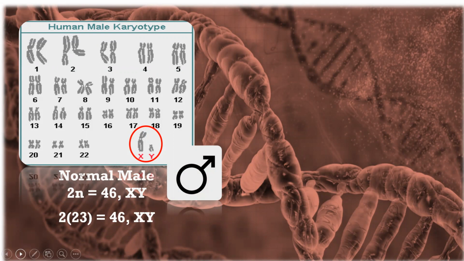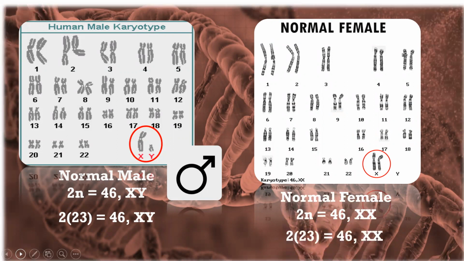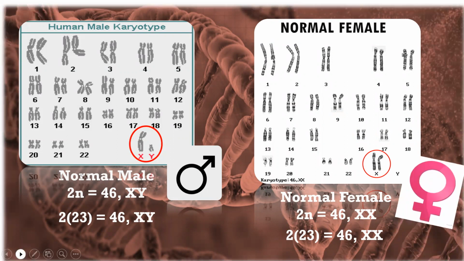This is the normal male karyotype. For the normal female, 2n equals 46, XX. 2 times 23 equals 46, double X. Let me explain again on the next slide.